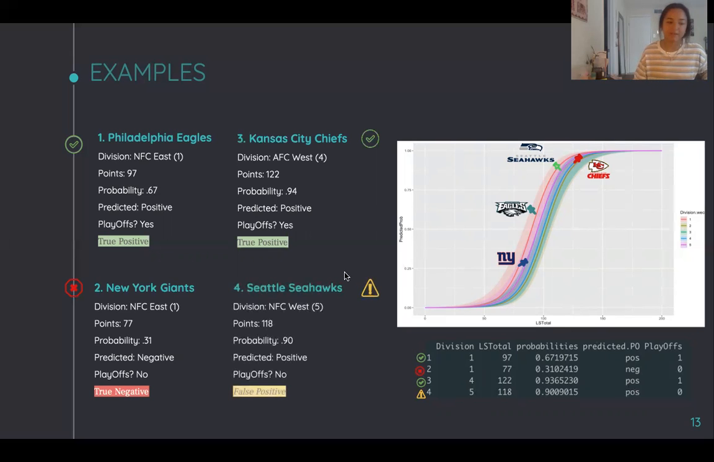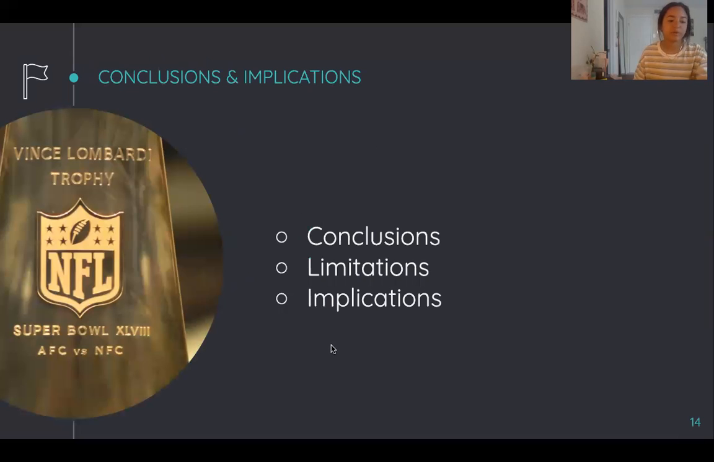However, we do have the Seattle Seahawks, who scored 118 points in the last 5 games of their season. They are in Division 5, which is the NFC West, and that gives them a 0.9 probability of making it into the playoffs, which is a positive predictive outcome. However, if we look into the future, next season they do not make it into the playoffs, so they are a false positive.